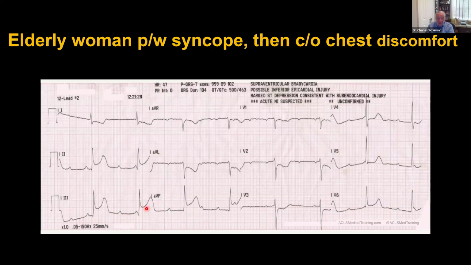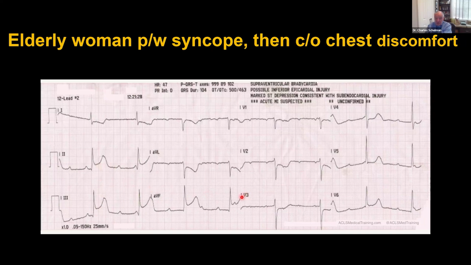The cause is, if you look here at leads 2, 3, and AVF, there is ST elevation consistent with a STEMI, an ST elevation MI. Yes. This is an inferior MI. If the ST elevation in an inferior MI is greater in lead 3 than lead 2, that means it's the right coronary artery.